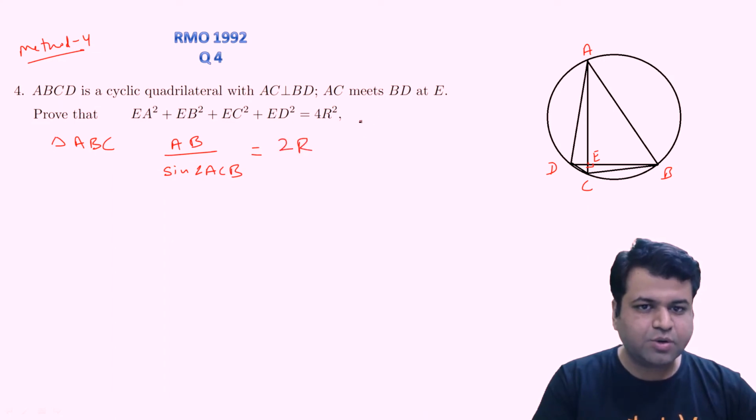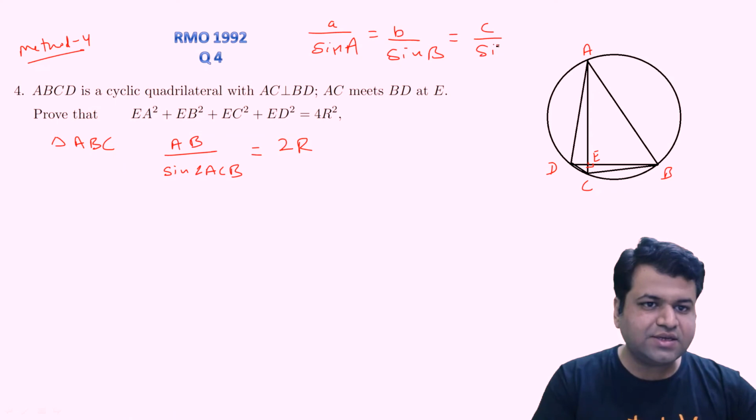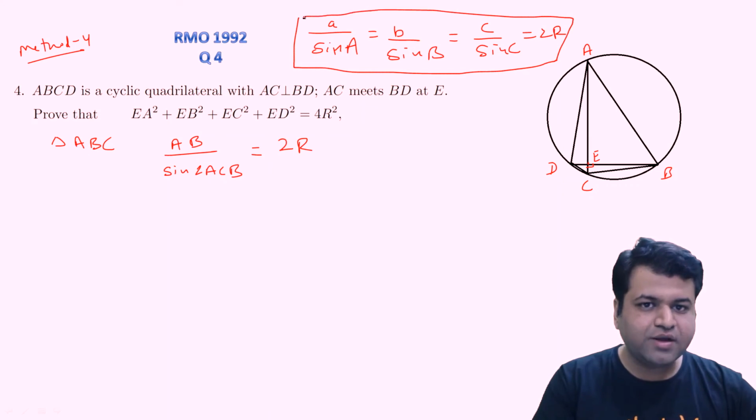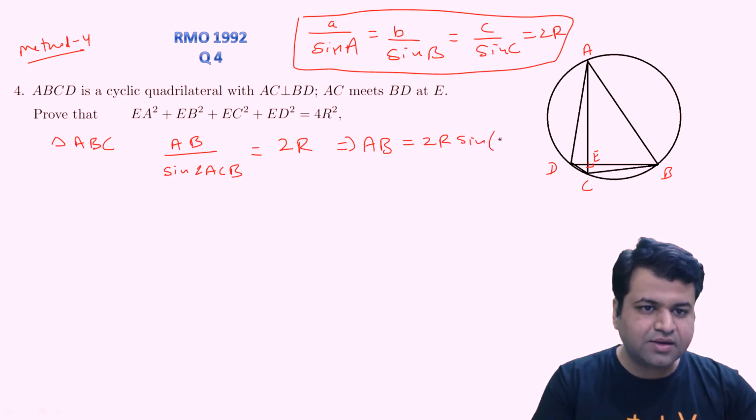I hope you all know this. The sine rule says a upon sine A equals b upon sine B equals c upon sine C, and that is nothing but twice the circumradius. That is the sine rule that you should know. So AB upon sine of angle ACB equals 2r. So we can say that AB is nothing but 2r sine of angle ACB.